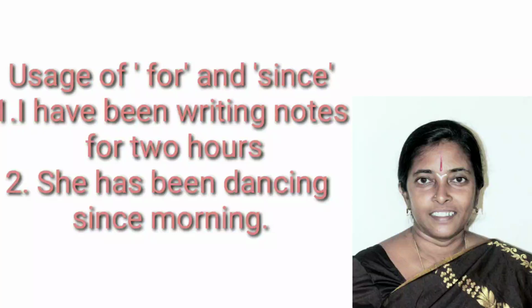Let us see the first sentence. I have been writing notes for 2 hours. Here 2 hours indicate a period of time. As such, we have to use for. But since is used in expressions like she has been dancing since morning, since Monday. In such cases we have to use since. When a point of time is given, then also we can use since. For example, she has been dancing since 9 o'clock in the morning. So for a period of time we have to use for, and for a specific time we have to use since.